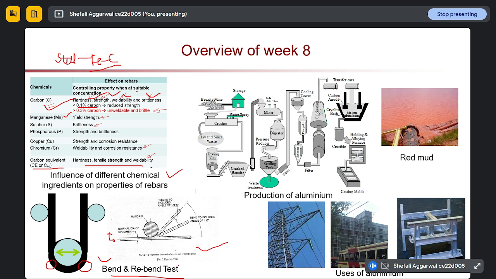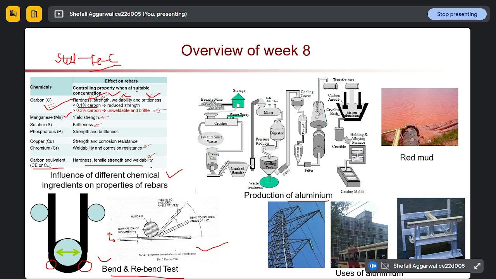So that is the bend and rebend test. This is all about iron or steel, or what we call rebars, which can be used for construction. Other types of metals which are being used in the construction industry, we will talk about two metals only, aluminum and copper. So first is aluminum.